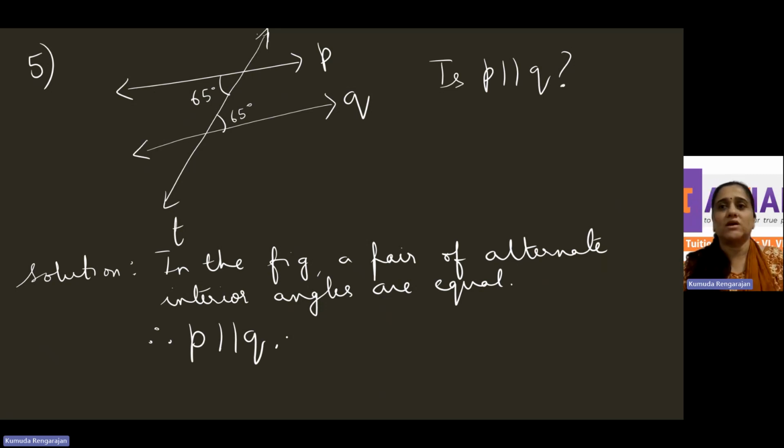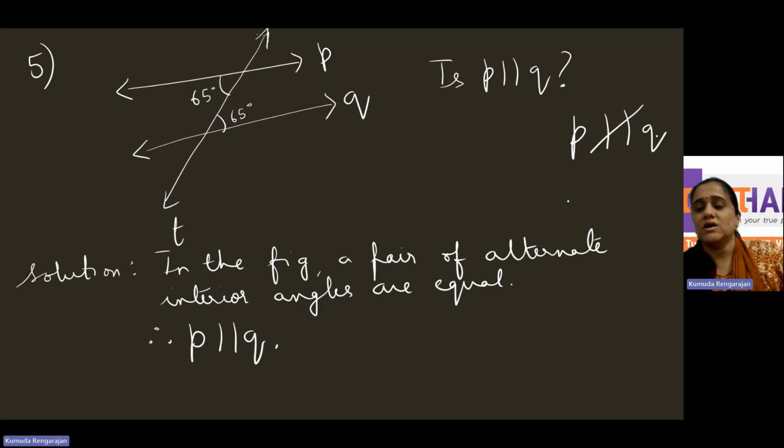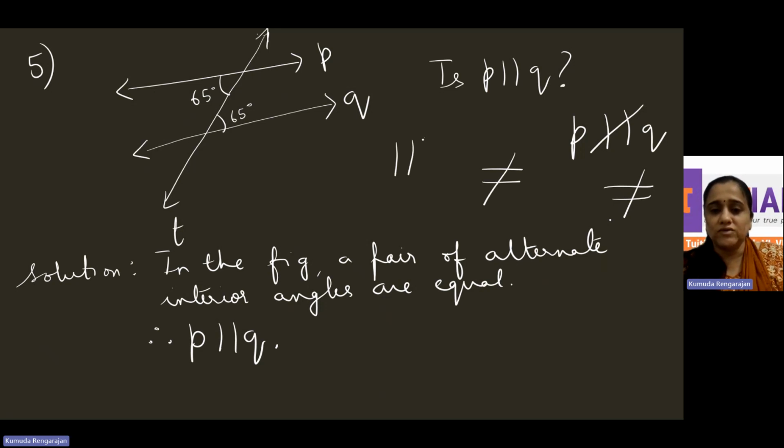Supposing they were not equal, one was 65, the other was 75. So you must say, in the figure, a pair of alternate angles are not equal. Therefore, P is not parallel to Q. To write not parallel, you must write it like this. This is equal to, this is not equal to. This is parallel to. If you slash it, it's not parallel to.